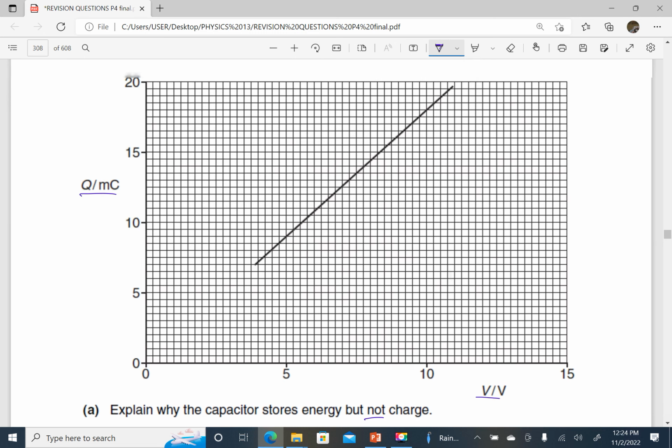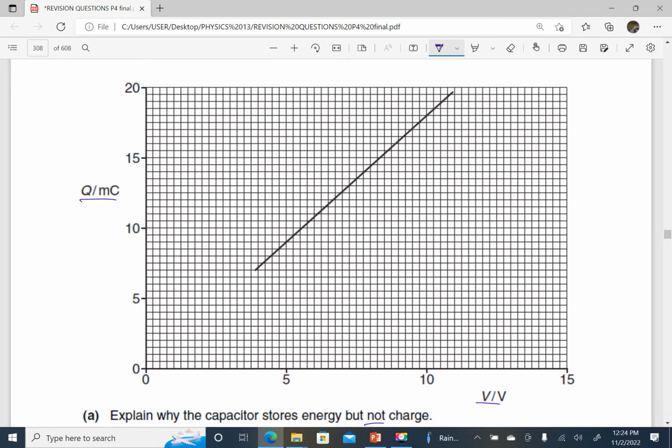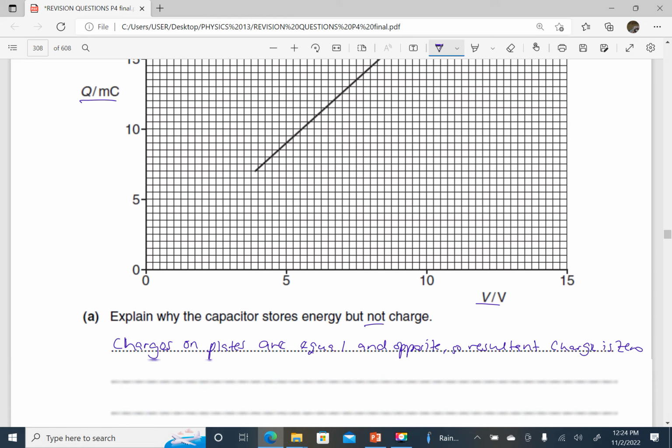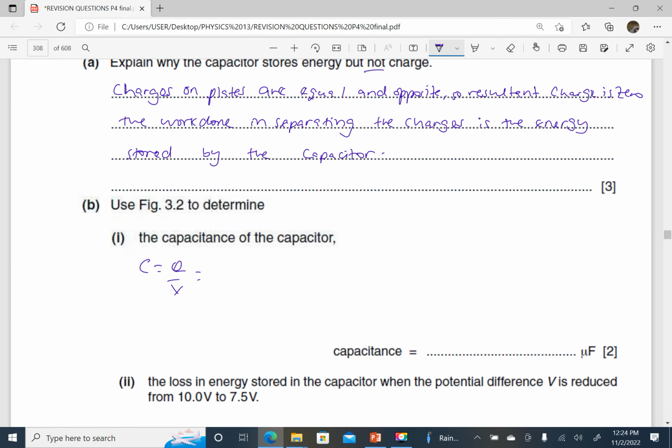So I will just use a simple value for charge, I may use, let me see, 1, 2, 3, 4, 5. Okay, you can use 10. Let me check 10. V is 10. If I use V of 10, I think that is 18. Okay, 18 millicoulombs. I'll use 18. You can choose any value as long as they're easy to read.